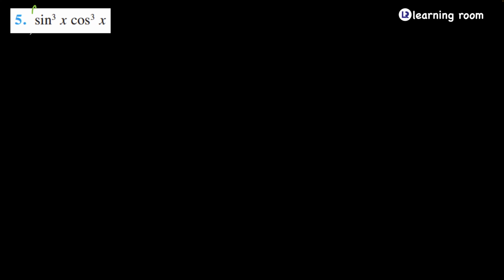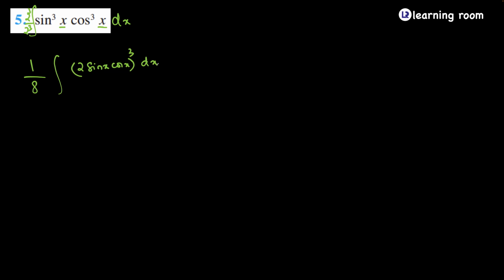So listen, the question says integral of sine cube x into cos cube x dx. Right? So here x and x are the same. So what you can do is multiply and divide it with 2 power something. What are you supposed to multiply and divide with? 2 power 3. So when you multiply and divide it with 2 power 3, you will have 1 by 8 times integral of 2 sin x cos x the whole cube times dx.